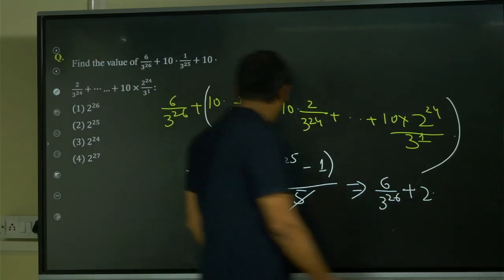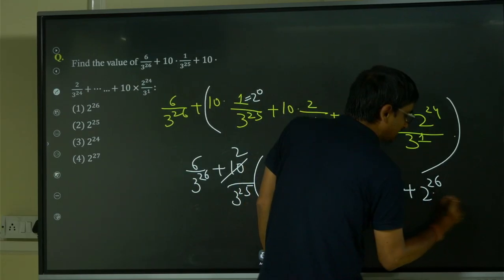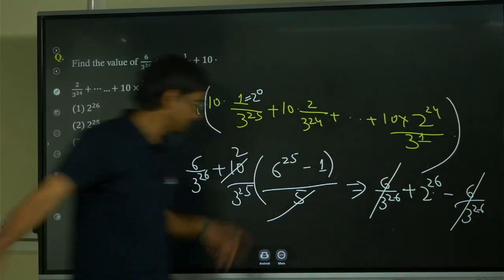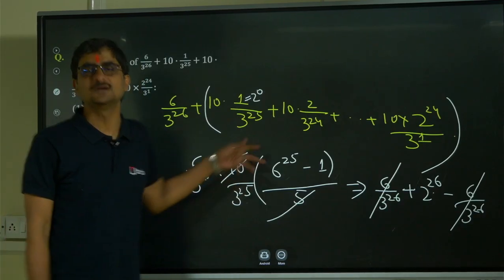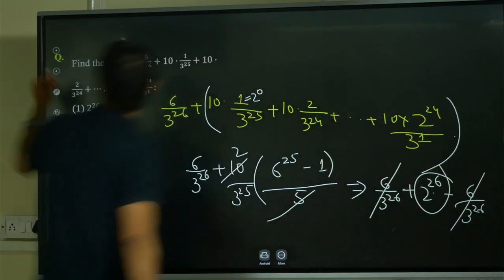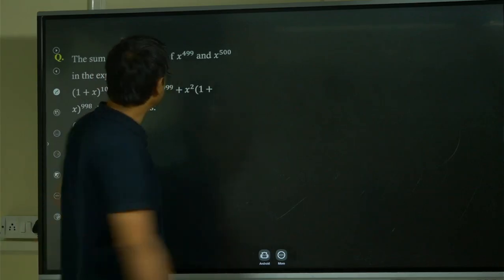So 3 raised to the power 25 gets cancelled. So 2 raised to the power 26 minus 6 by 3 raised to the power 26. It is 1 over 3 raised to the power 25, so multiply and divide by 3 to get it. So that's the answer, and that's an option also. So that was a simple question, a direct question rather, I will say.